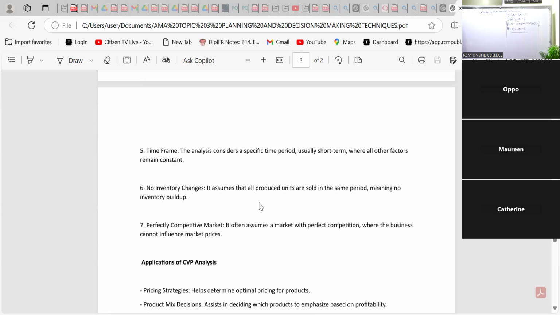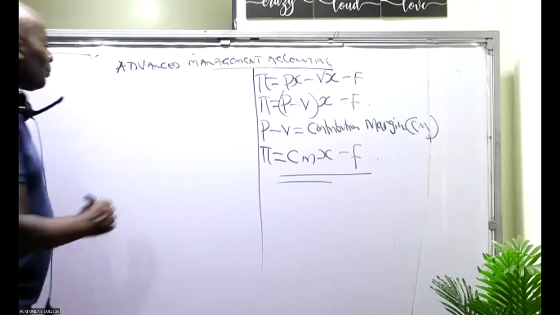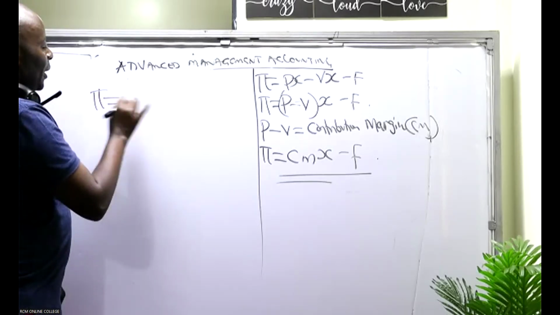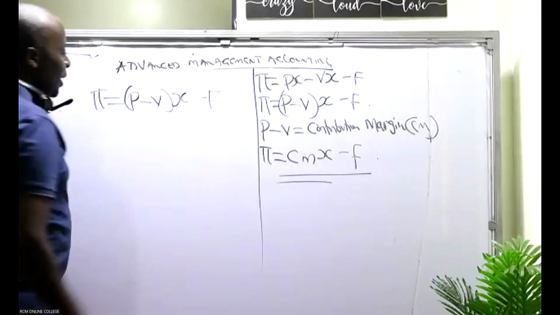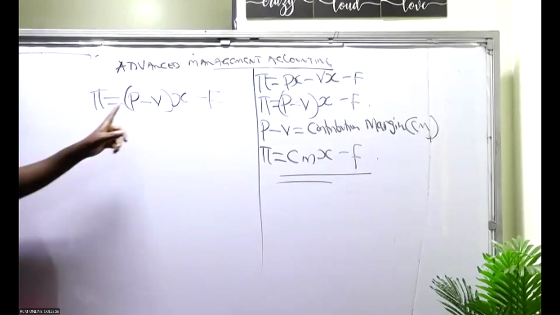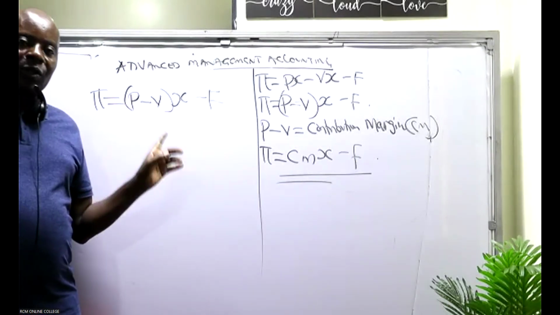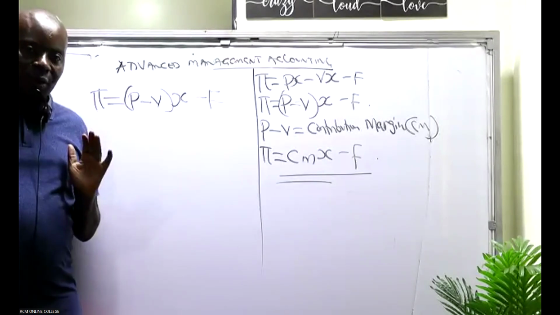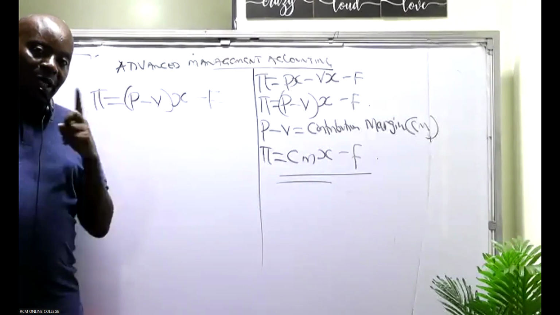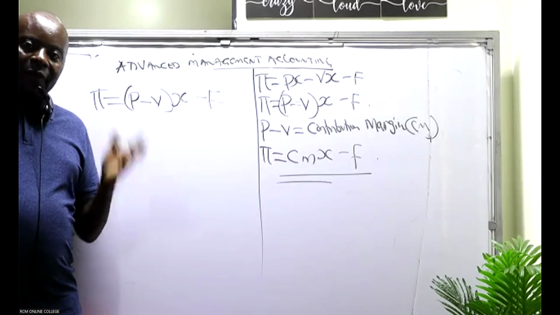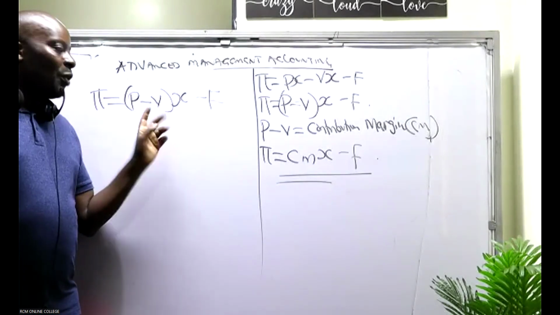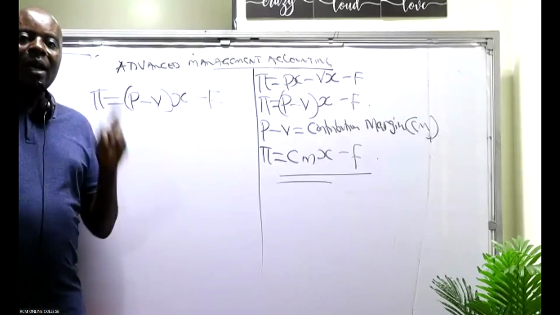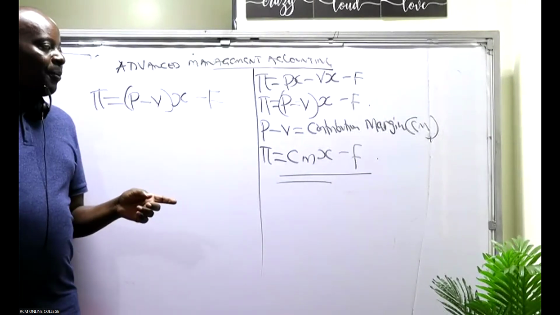Now, ladies and gentlemen, please listen whenever they ask you about assumptions of a CVP. You shall always remember that profit equals P minus V multiplied by number of units, minus fixed cost. The selling price is known in advance and will remain constant throughout. Variable cost per unit, not the total one. The variable cost for each unit that is to be sold is known in advance and will remain constant.